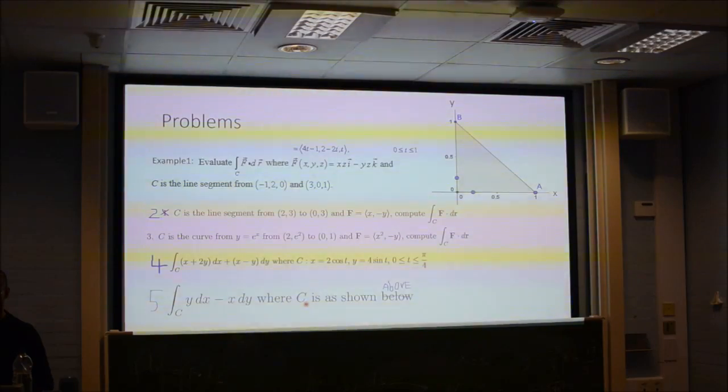Here are some problems. I wrote down here the parameterization for r. So this is your x, this is your y, and this is your z. i, j, and k. Have fun.